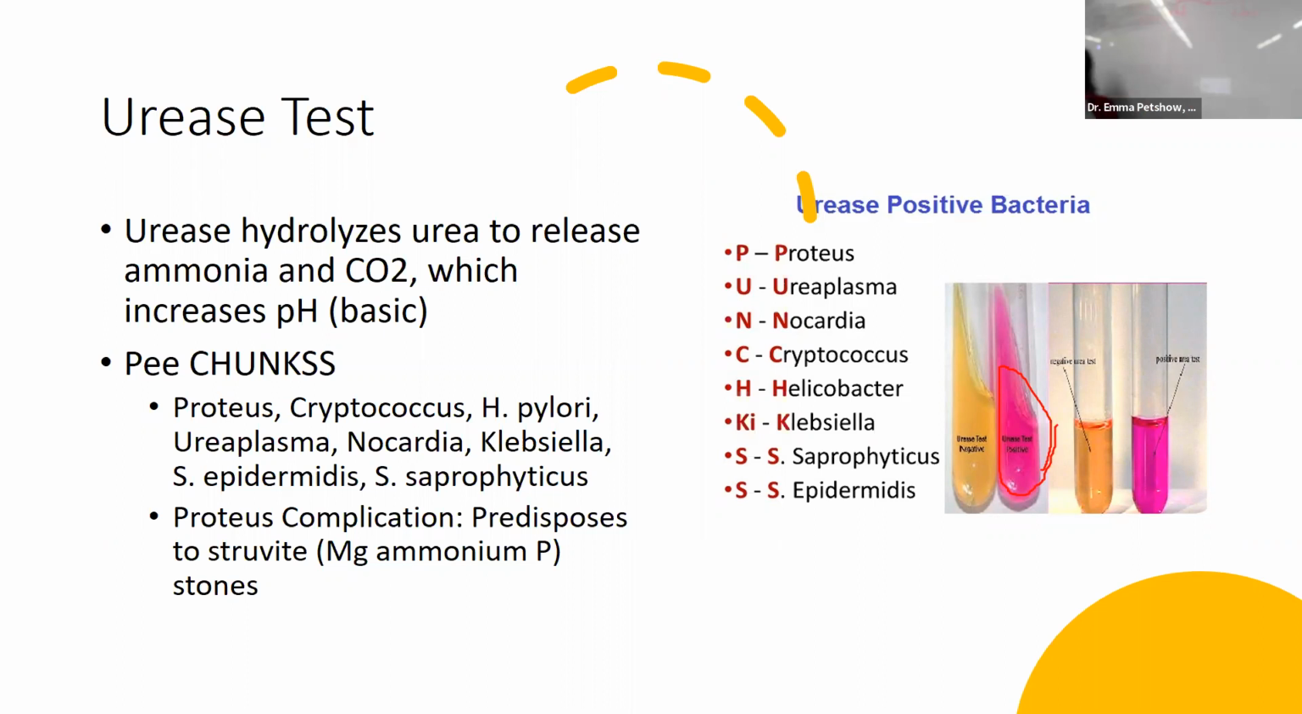So our favorite one is Proteus, right? P chunks. It's associated with struvite stones. That's why P chunks. You're more likely to get these magnesium ammonium phosphate stones, which are struvite stones. By far, Proteus is the most common associated one that we talk about, but Cryptococcus, H. pylori again, Ureaplasma, Nocardia, Klebsiella, staph epidermidis, and staph saprophyticus. So two staphs here are your most common urease positive bacteria.